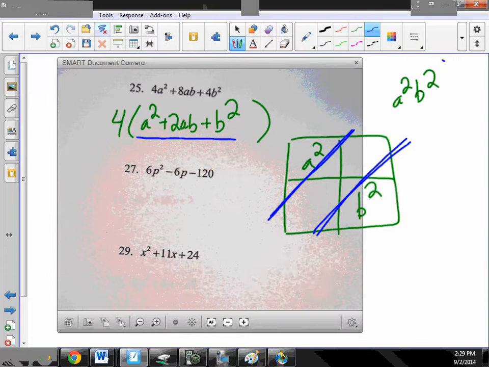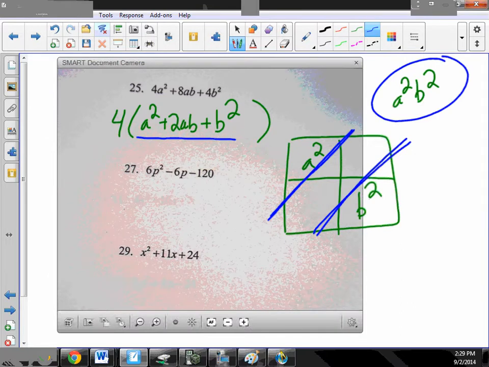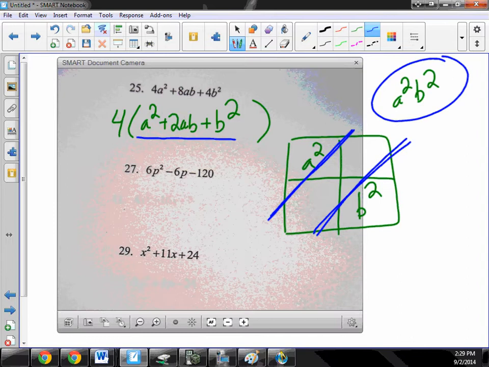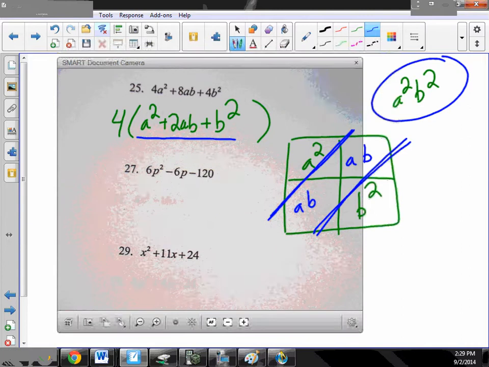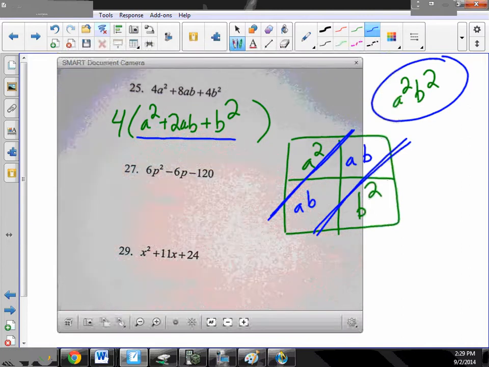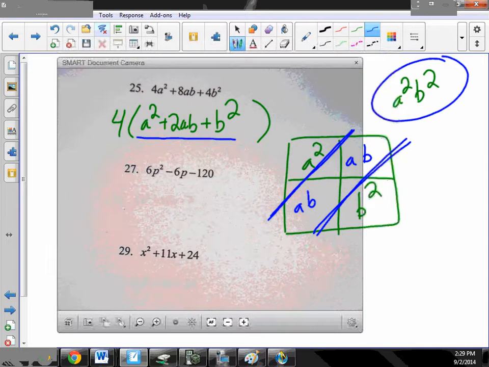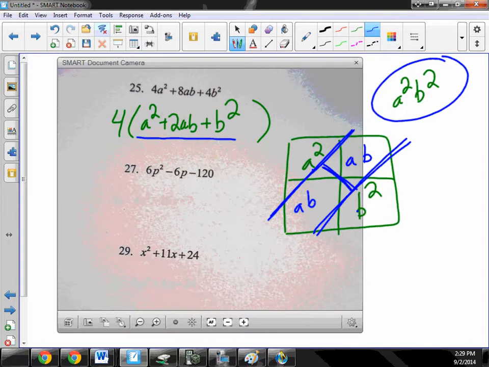So are there any factors of A squared B squared in the form AB that add to be 2AB? 1AB and 1AB. So that's where the multiply thing comes in handy. You always multiply those together. But if there's no leading coefficient, it doesn't do you any good.